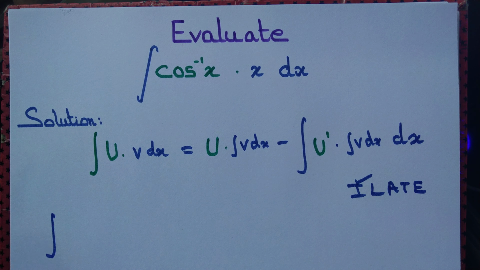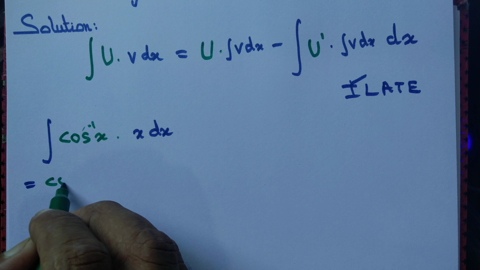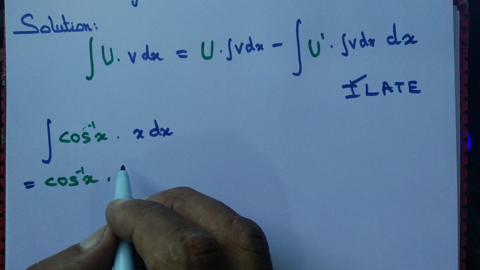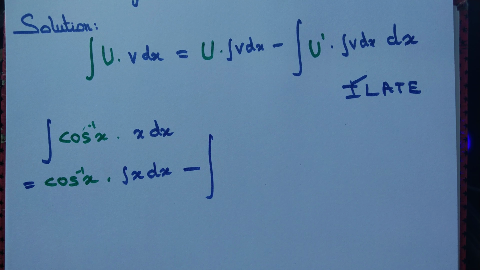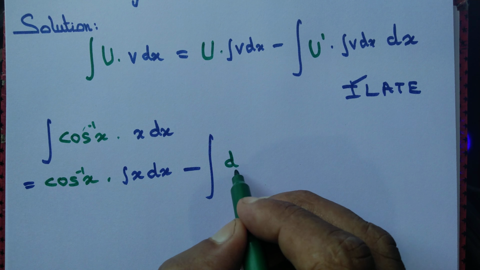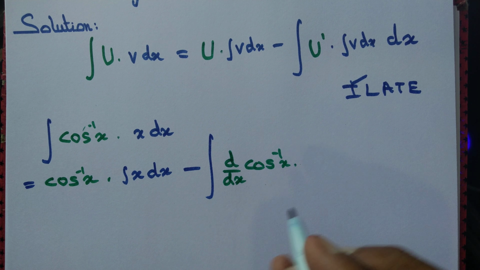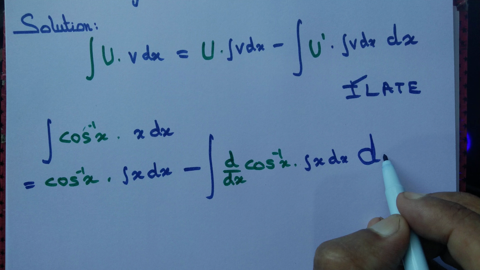Integral of cos inverse of x, that's the first function, times x dx, equals the first function u, cos inverse of x, times the integral of the second function, the integral of v, that's just the integral of x dx, minus the integral of the derivative of the first function, d/dx of cos inverse of x, multiplied with the integral of the second function, that is the integral of x dx, and then this product has to be integrated once again. That is it.